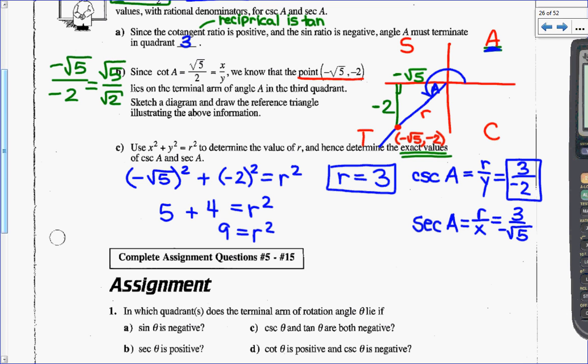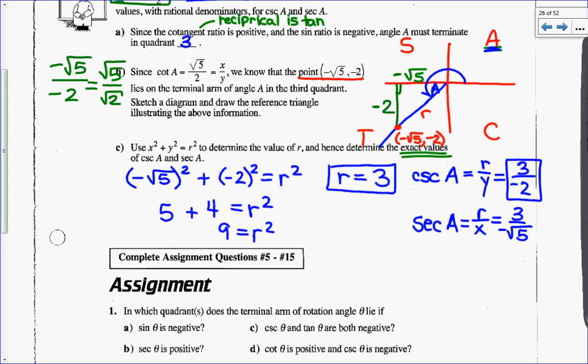Of course we would not normally leave it with a square root sign in the denominator. We learned last year in our radical unit that that's not in simplified form. So to simplify that, we multiply by root 5 over root 5, which is really just 1. So we're not changing the value at all, but it will get rid of our square root sign in the denominator. So we've got 3 root 5 on the top, and on the bottom we've got root 5 times root 5, which is just 5, but we still have our negative sign. So negative 3 root 5 over 5 is secant of A.